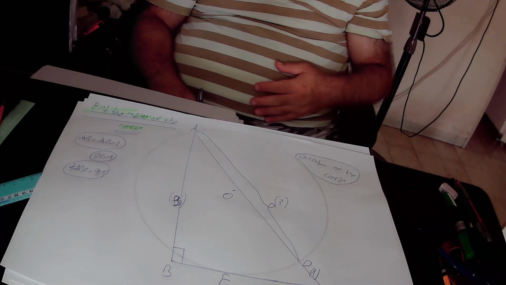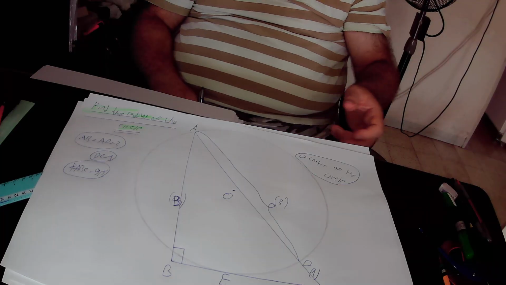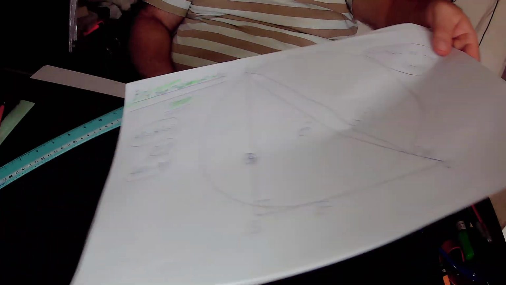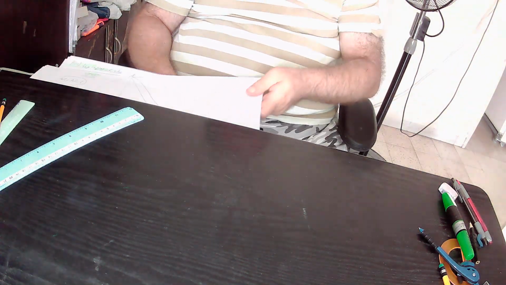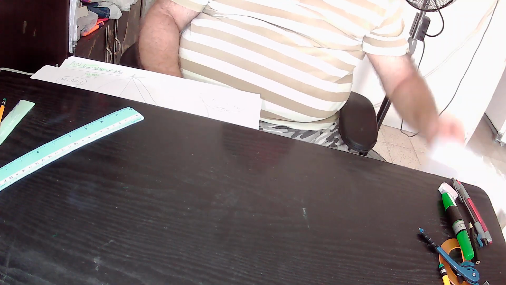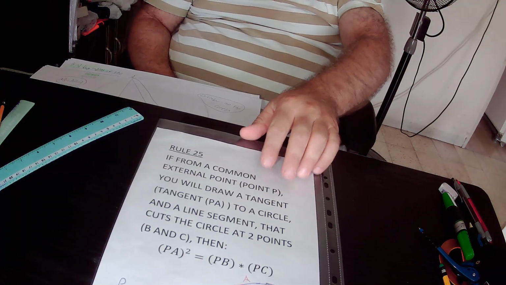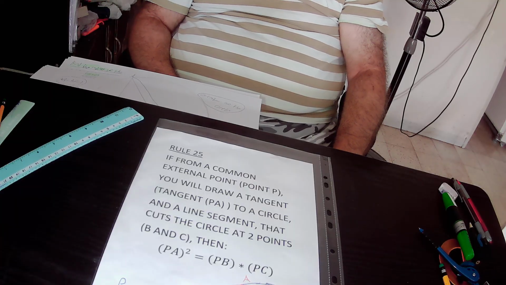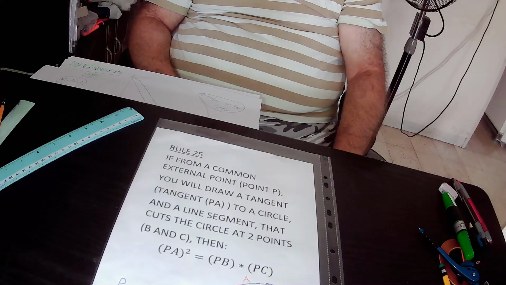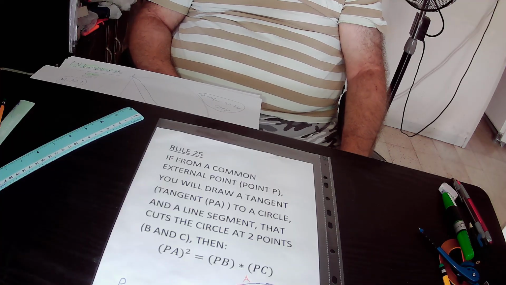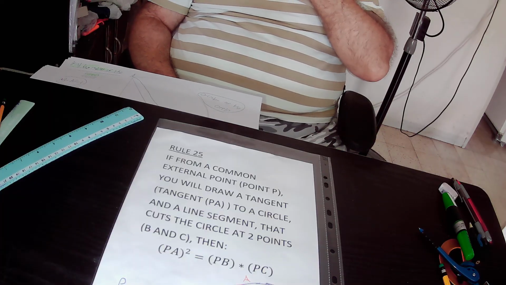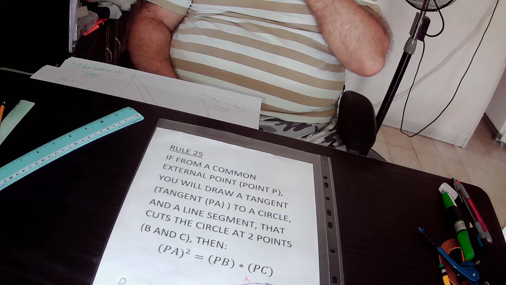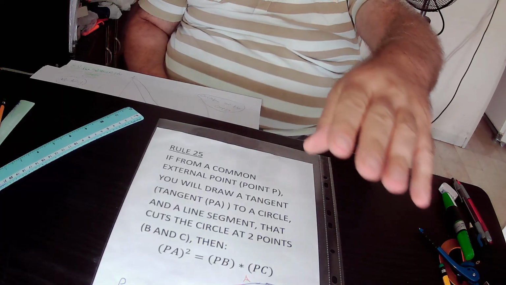So here we can implement rule 25. Okay, click on rule 25. According to rule 25, if from a common external point you will draw a tangent to a circle and a line segment that cuts the circle at 2 points, then the following equation is true, that PA square equals to PB times PC.